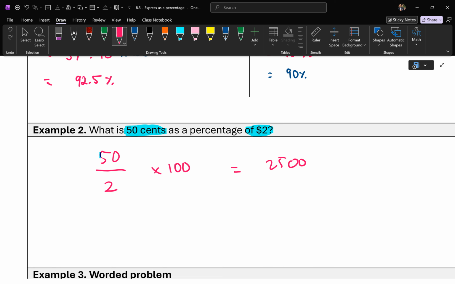Can't you always also just look at like $2? It's just 25. Yeah. So that would be better if you had the logic to it. 50 cents is clearly a quarter of $2, which is what you were saying, and a quarter is the same thing as 25%. Okay, so that would have been the other way.